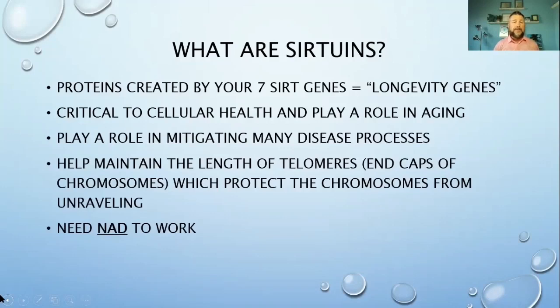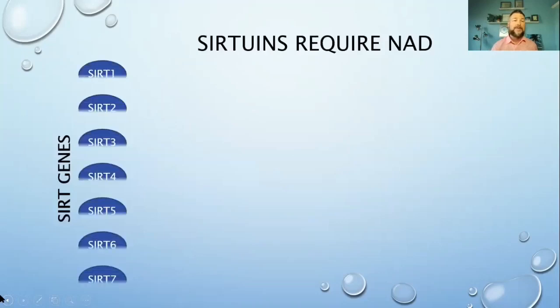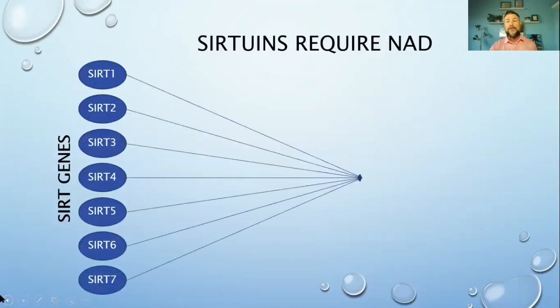Sirtuins also help maintain the length of telomeres. Unless you've done a lot of anti-aging research, you may not know what telomeres are, but those are the end caps of our chromosomes. As we age, they get shorter and shorter, and they start to unravel. Our sirtuins help maintain the length and help protect those chromosomes from unraveling. But the point is, sirtuins need NAD to work. And so we've got our 7 SIRT genes that produce sirtuins.